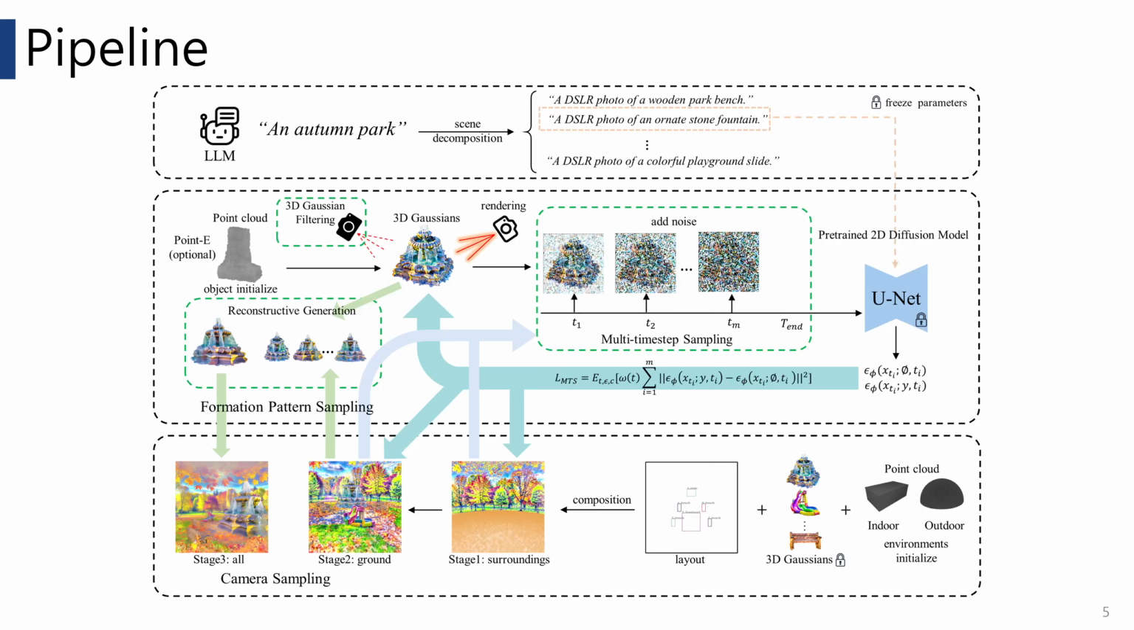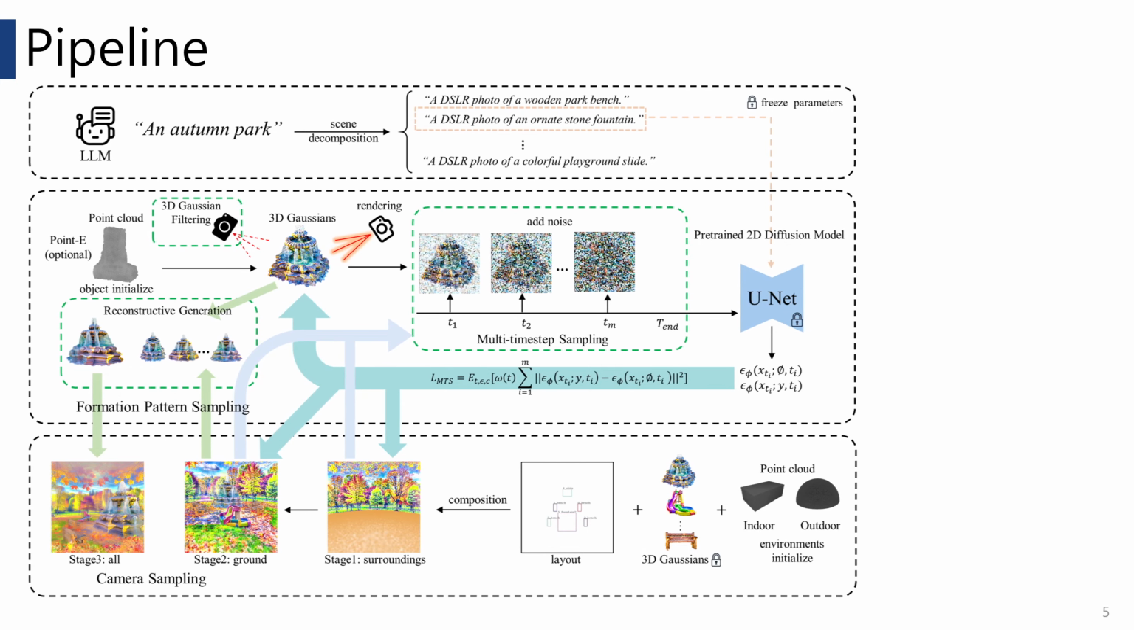DreamScene follows a structured pipeline. The process consists of 3 main stages. Please follow along with the pipeline figure as I explain each step. First, scene text decomposition. A large language model decomposes the input scene description into detailed object and environment descriptions. This ensures that objects and environments are generated separately, allowing for better scene composition.